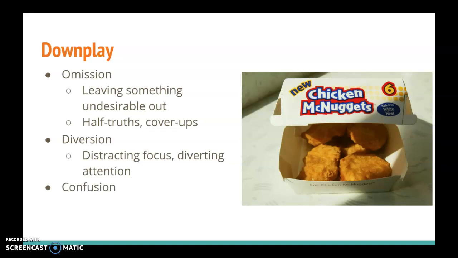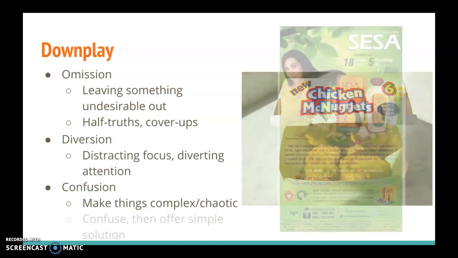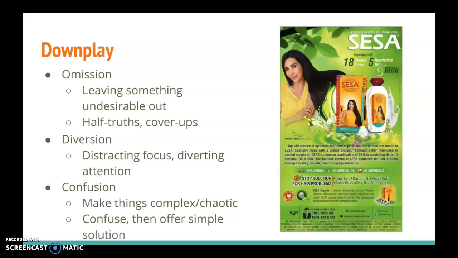And the final tactic that we can use is confusion. If we are trying to use confusion to downplay something in our message, we are trying to make things so complex and chaotic that people give up on trying to understand the message, they get weary, or they just get overloaded and they don't want to think about it any longer. And so as the persuader, you've created this confusion and then you've offered a simple solution to help them alleviate that confusion. So the audience just kind of gives up, trusts you, and then buys into whatever it is that you're trying to persuade them to do.